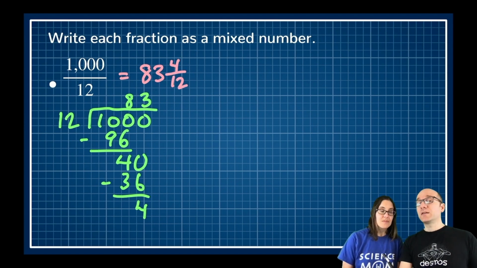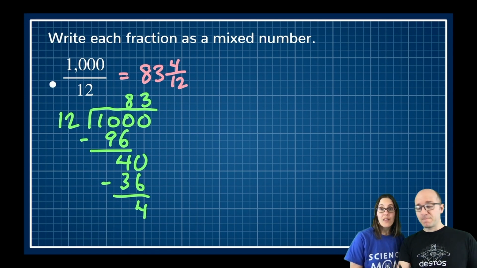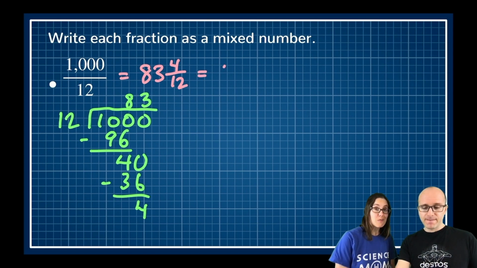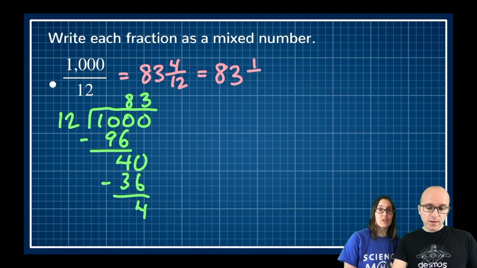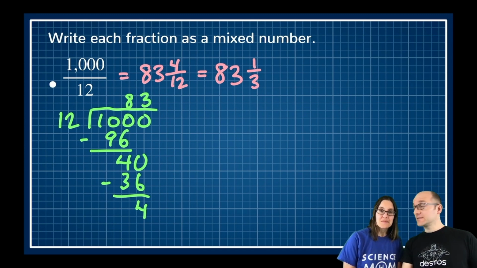4/12. But is that the simplest form? That is not, because if we divide 4 by 4, we get 1, and if we divide 12 by 4, we get 3. So 83 and 1/3. 83 and 1/3 is correct. We always want to write our answer in this simplest form whenever possible.